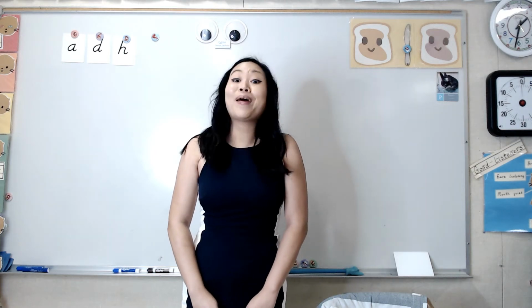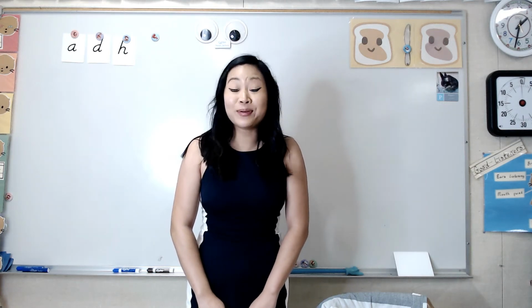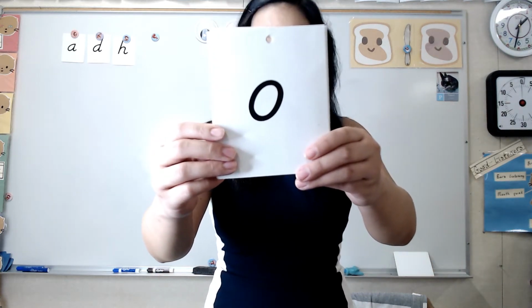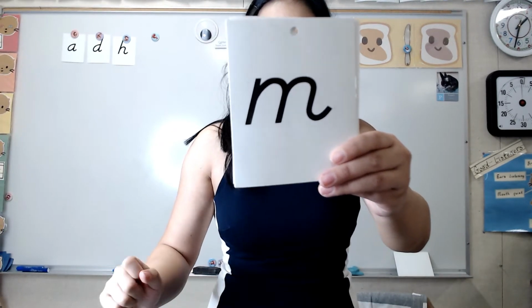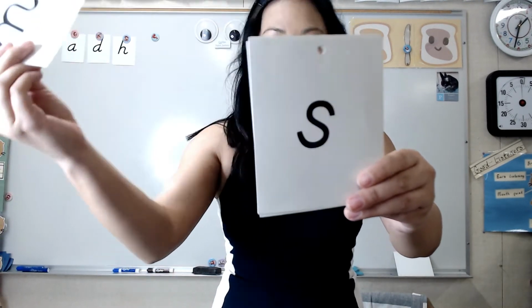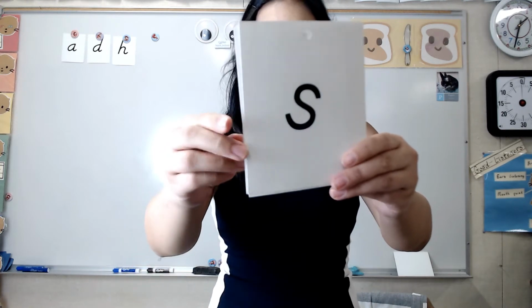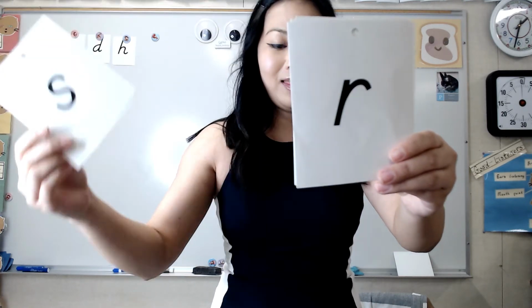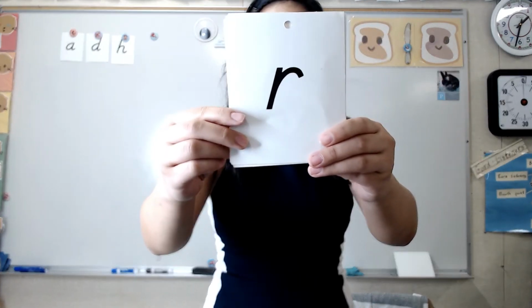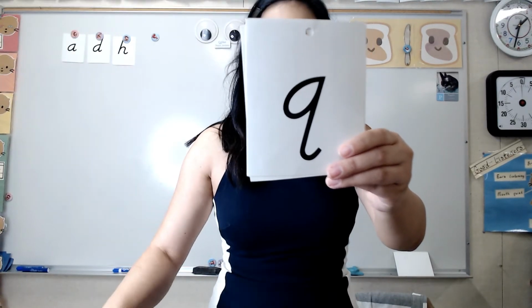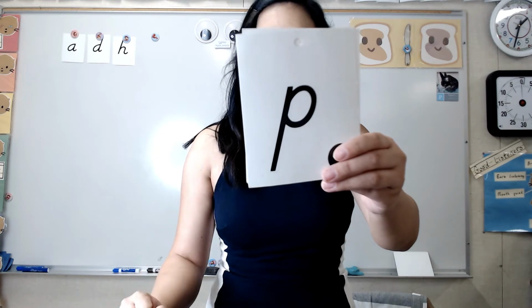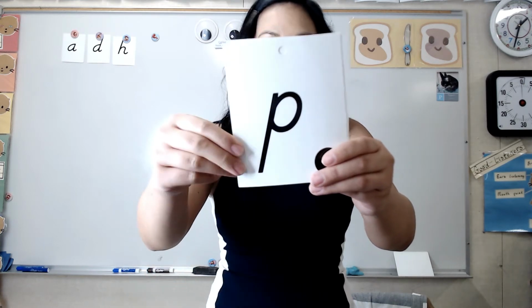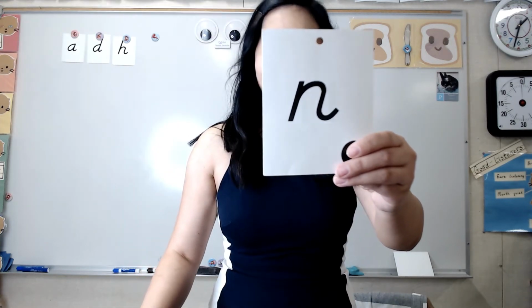All right, friends, before we start today, let's review some letters. This letter is O. This letter is M. This letter is S. This letter is R. This letter is Q. This letter is P. And this letter is N.